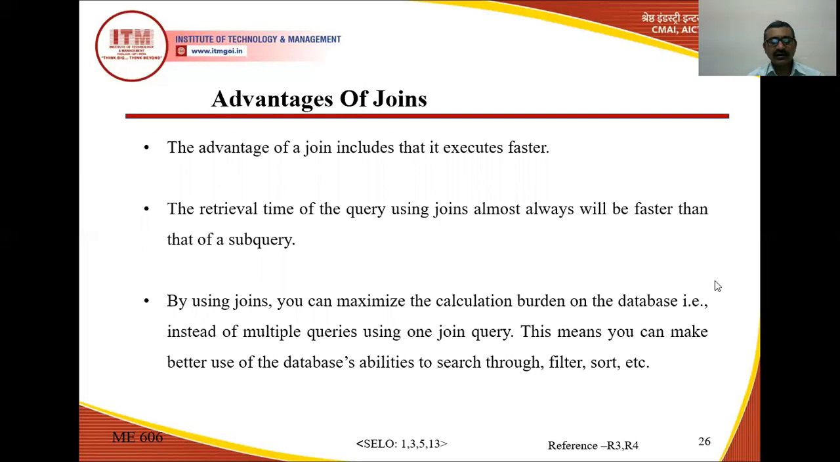So the advantage of join. What is the advantage of join? The advantage of join is that it executes faster. It can execute faster, and the retrieval time of a query using join will almost always be faster than its subquery. तो जो retrieval time होगा query का जो कि हम join के through perform करा रहे हैं, it is always faster than the subquery.